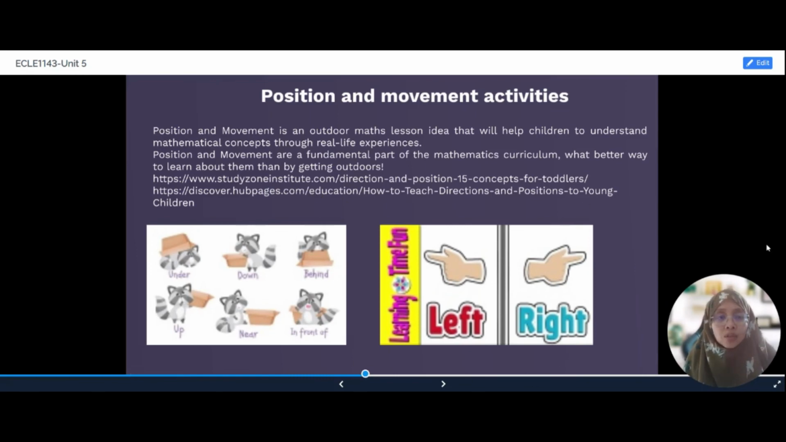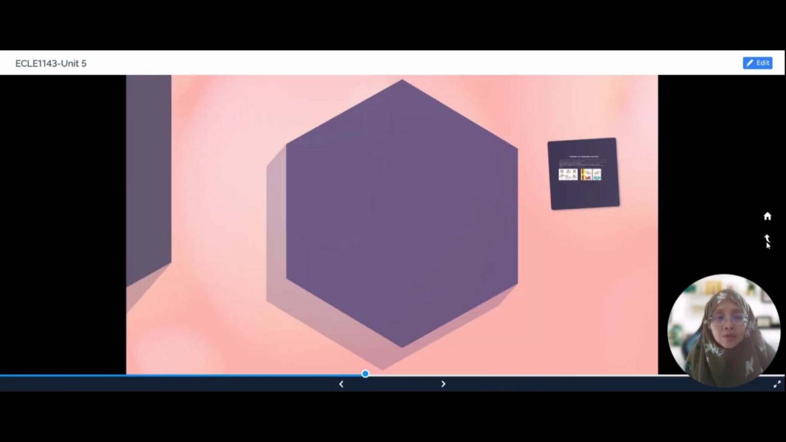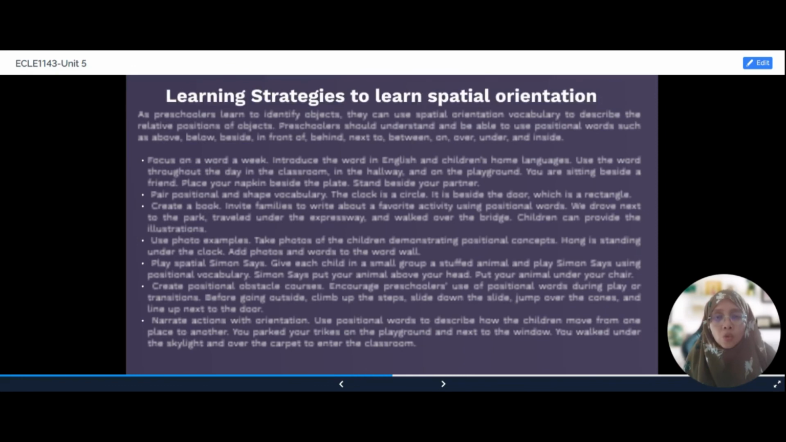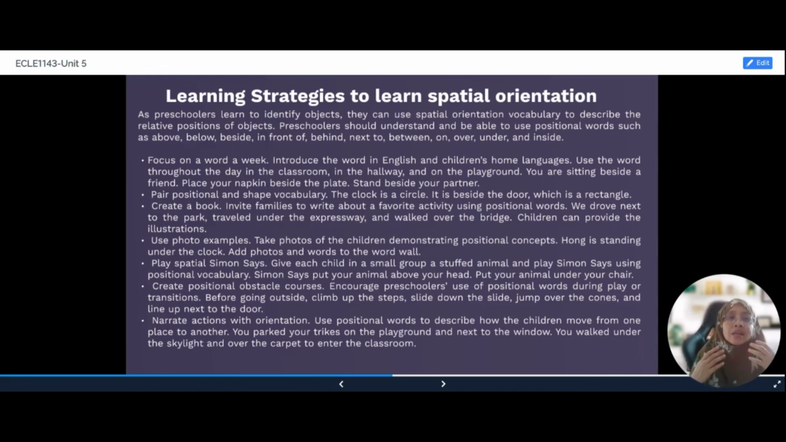Let us take a look at some learning strategies for these position and movement activities. You can start by focusing on a word for a week. For example, the way that they represent themselves. Use the word throughout the day in the classroom, in the hallway, on the playground, like you are sitting beside your friend. So something that they can relate to their daily routine. Pair positional and shape vocabulary. The clock is a circle. It is beside the door.